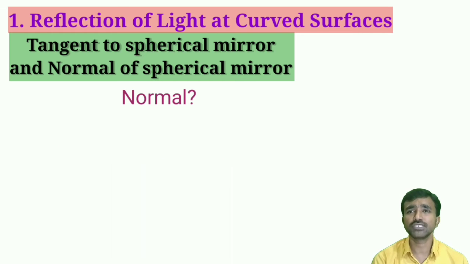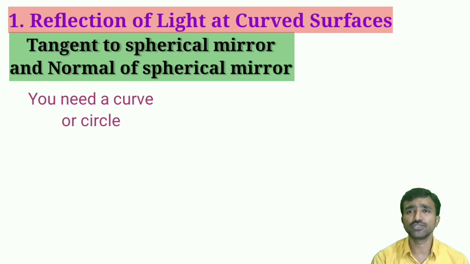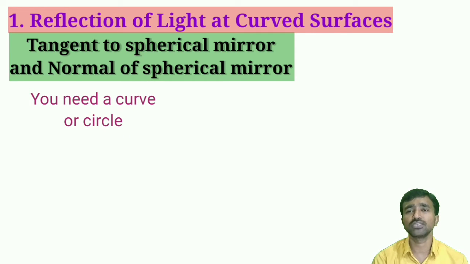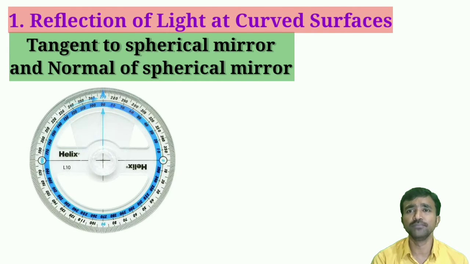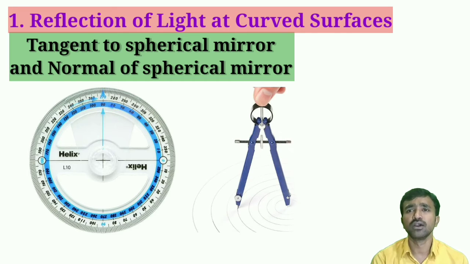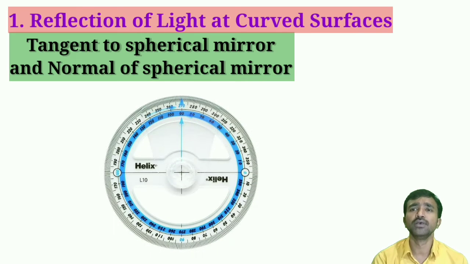First, to understand the normal as well as the tangent, we need to draw a curve. For this, simply take one circle on the paper as you see here. First draw a circle using a compass or a round shaped 360 degrees protractor. I am using a 360 degrees protractor to draw the circle.